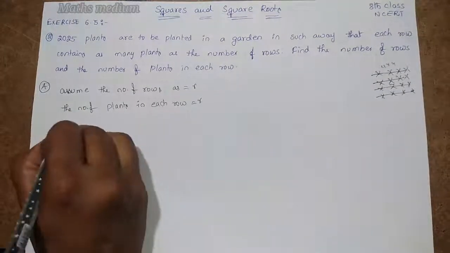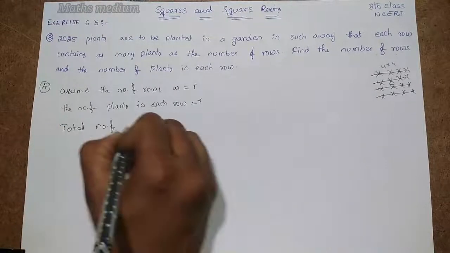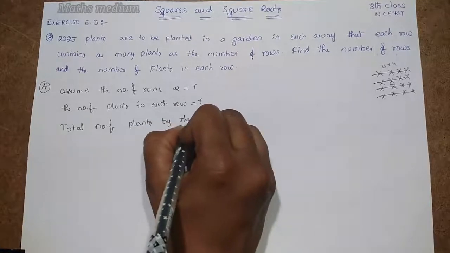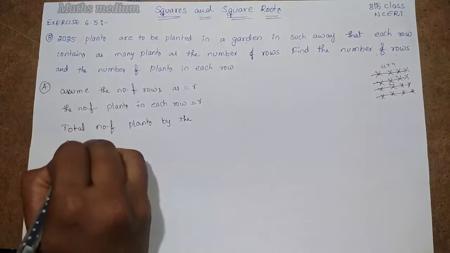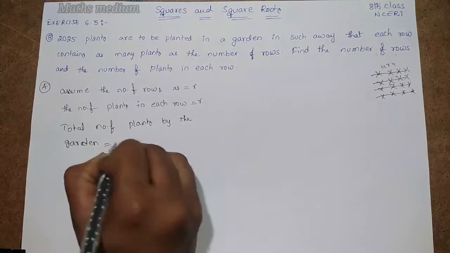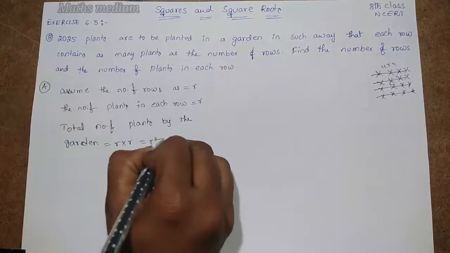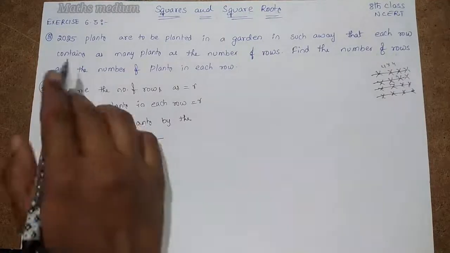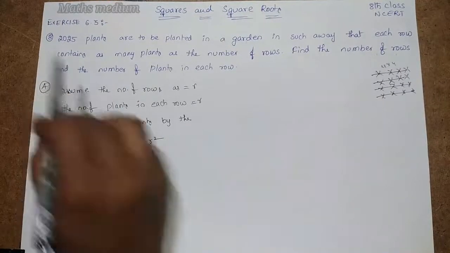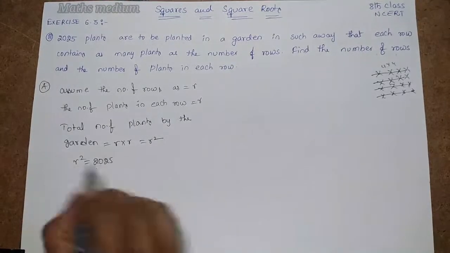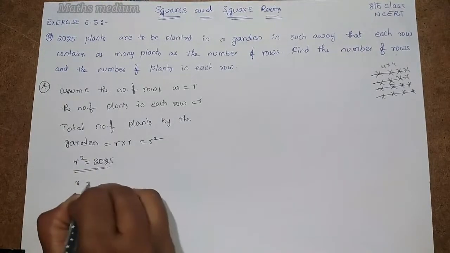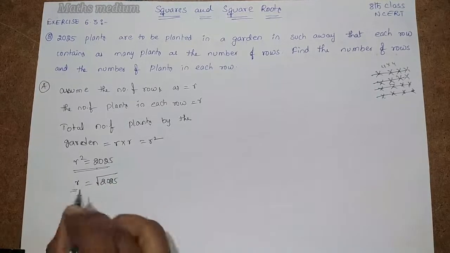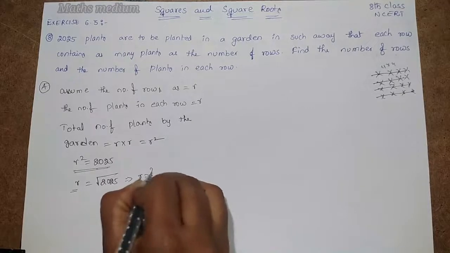Now the total number of plants in the garden is equal to R into R, that is R square. Now this R square is equal to 2025, because the plants are equal to this. So R is the square root of 2025. We have to find R here.